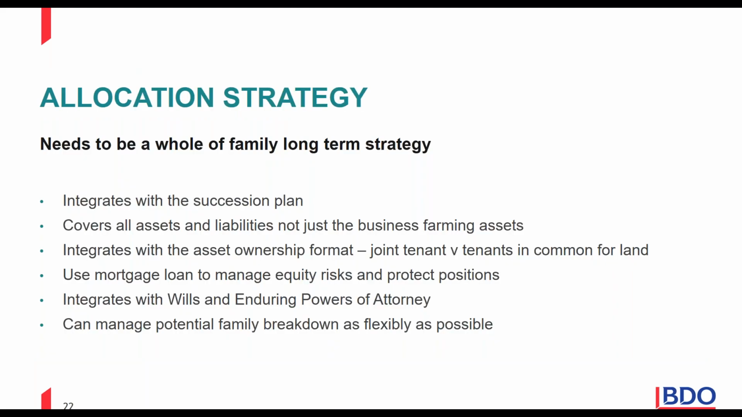So as a summary in relation to the allocation of assets, you need to be looking at the whole picture. If you haven't got that from what we've been saying today, there's a lot involved. Integration of the succession planning, covering all assets and liabilities, not just the farming business ones, bringing into play other ownership structures, you know, tenants, common land ownership and everything like that, managing wills, managing risk, and just being flexible, because as we know in the current environment, things can change very quickly, and exit strategies can be changed.